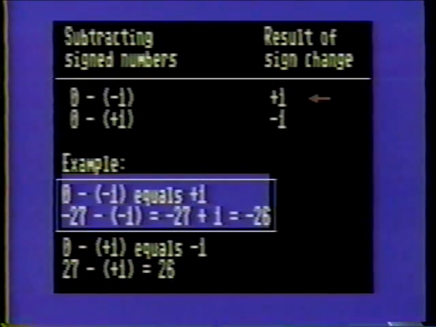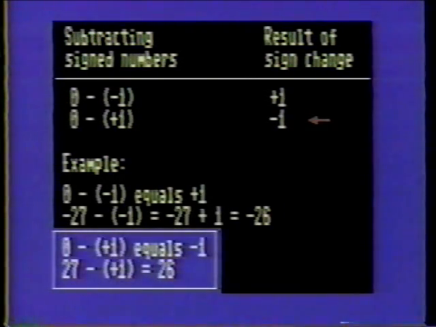Look at the first example from the chart pointed to by the red arrow. 0 minus negative 1 is positive 1. The example that follows illustrates that the final result will not always be positive. For example, negative 27 minus negative 1 is negative 27 plus 1, which is negative 26.